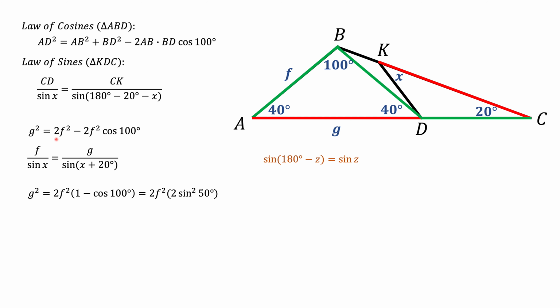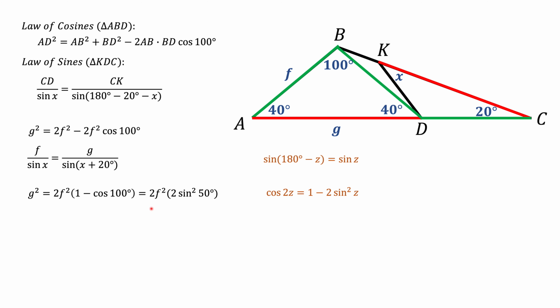So first of all, notice there is a factor 2f squared we can pull out from both of these terms. And the second fact we need to know is that 1 minus cosine of 100 degrees is 2 times sine squared of 50 degrees. That follows from the formula for cosine of double angle: cosine of 2z is 1 minus 2 sine squared of z. In our case, z is 50, 2z is 100 degrees.